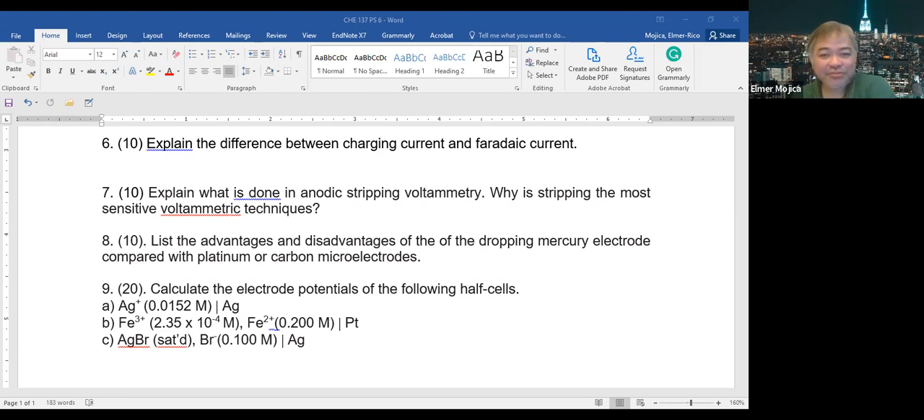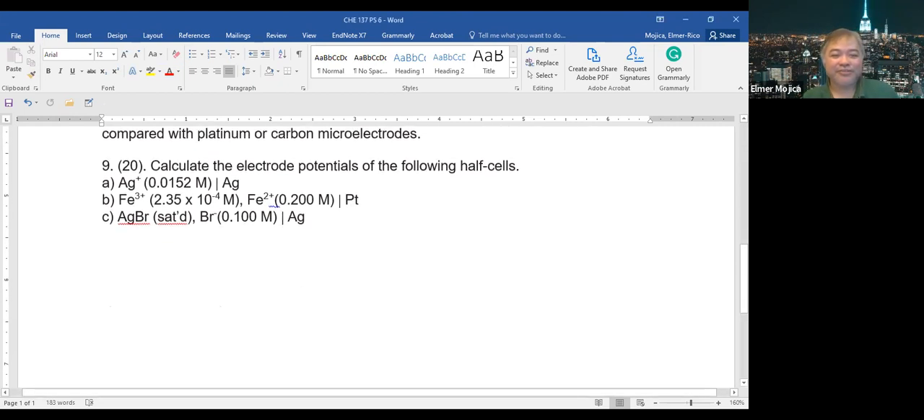So let's go to the problem solving. Tandaan niyo pa to? Gen Chem 1? Sabi nila yung board exam parang Gen Chem lang, di ba? Pwera lang orgo.